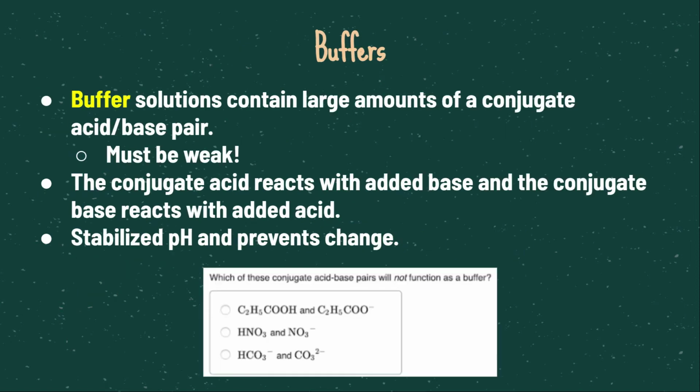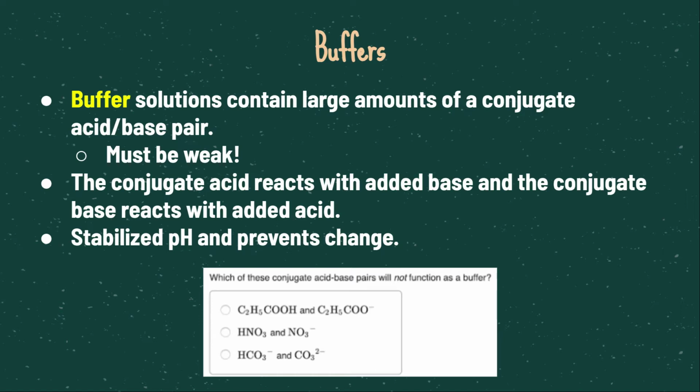Let's dive on in. First, let's talk a little bit about buffers. Buffer solutions contain large amounts of a conjugate acid-base pair. Something really important to think about is that this must be weak. You cannot have a strong acid-base buffer solution. In this instance, the conjugate acid reacts with the added base, and the conjugate base reacts with the added acid. So if I have a buffer solution and then add an acid to it or a base to it, it is going to stabilize the pH and prevent change. That is, it is going to either neutralize the acid or neutralize the base, preventing changes in pH.